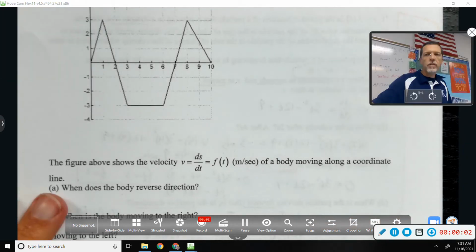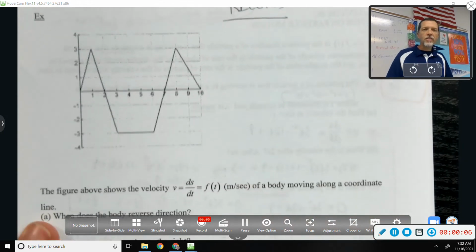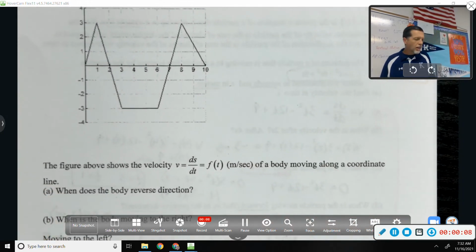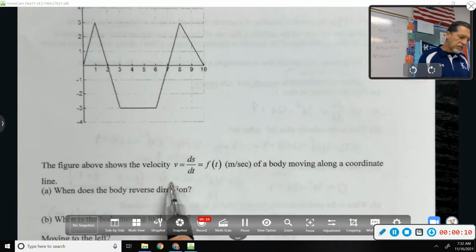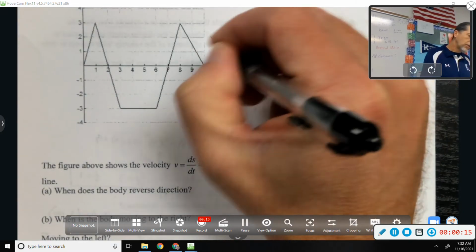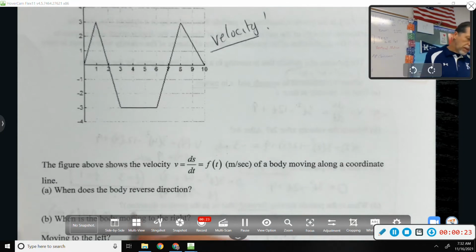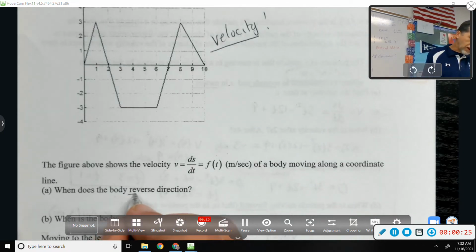So looking at the back of the particle motion worksheet, record it. The figure above shows the velocity. So this is another one of those graphs where you make sure you understand what you're looking at. That's the velocity of a body moving along a coordinate line. When does the body reverse direction?